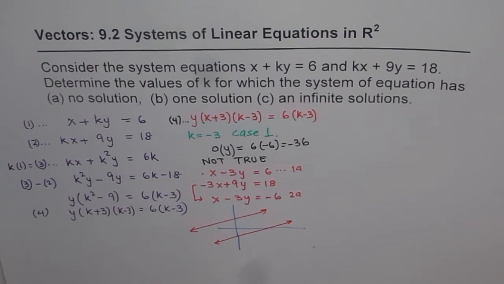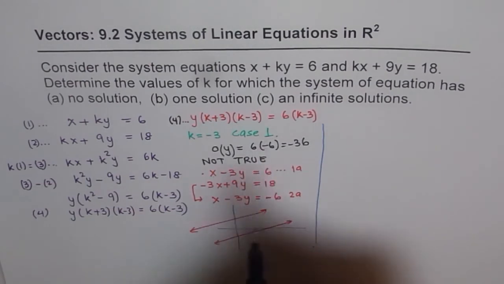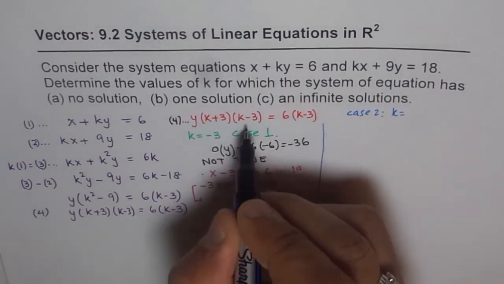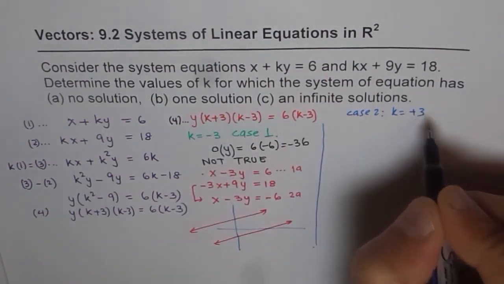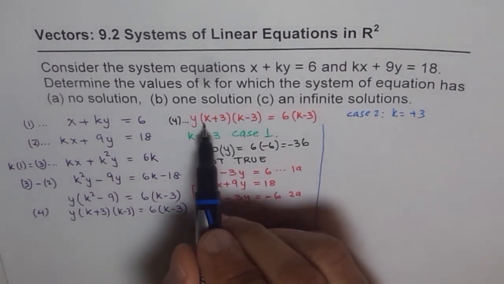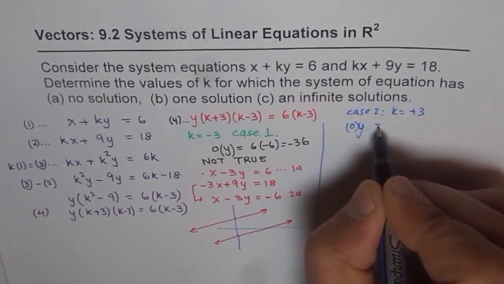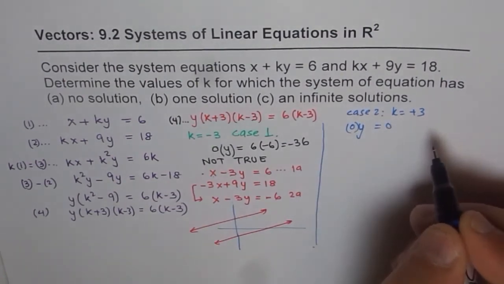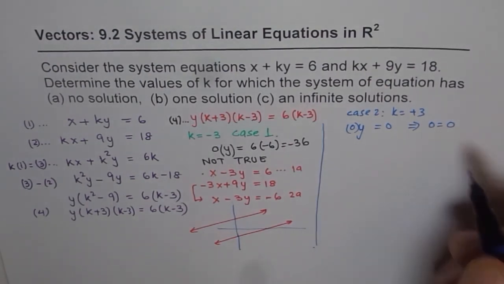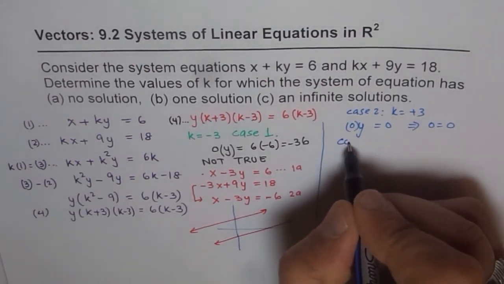Now let me reconsider the same equation but with different values of k. Case 2 is when k equals plus 3. In that case, what happens? If I put k as plus 3, then I get 0 times y. 0 times y equals 0 here, so that implies 0 equals 0. 0 equals 0 is always true. So that means we are landing up with coincident lines.